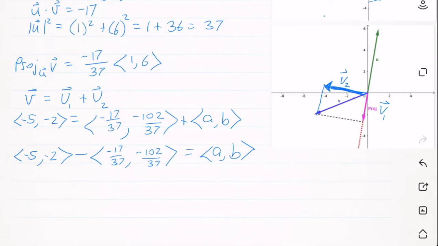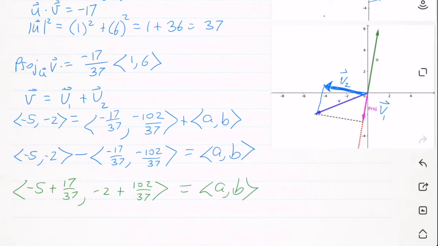But basically what happens after you do all that, you show that this number minus this number is what you're looking for, the first component. So this will become negative 5 minus a negative, which is a positive 17/37, for the first component. And then negative 2, negative times a negative is a positive 102/37, is the second component of this vector AB, or in this case, vector v2.